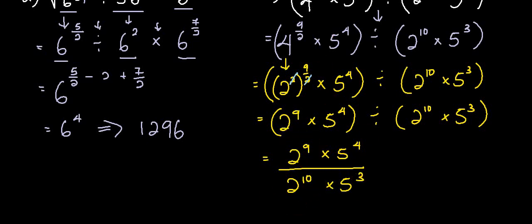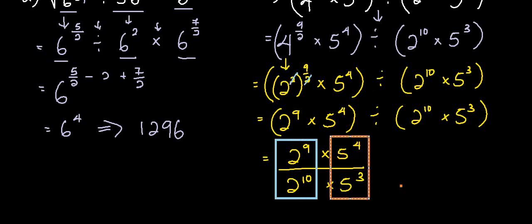Since laws of indices only apply in the same base, you can solve this and then you can solve this. Let me put another color, let's see, green. So you can solve this and this separately. So 2 and 9, I know that 10 is bigger than 9. So 10 minus 9, that means 9 completely goes away, and 10 minus 9, I have remainder here is 1.